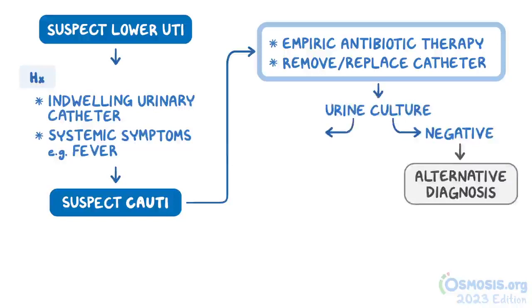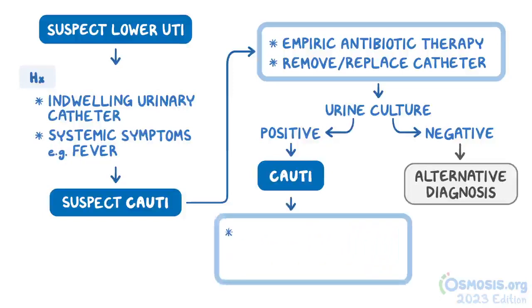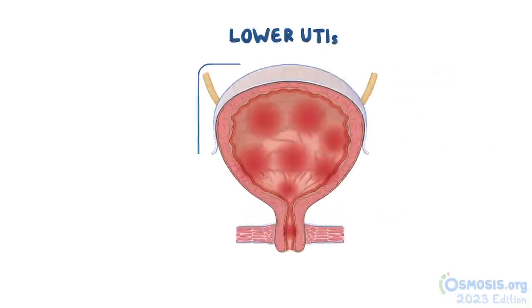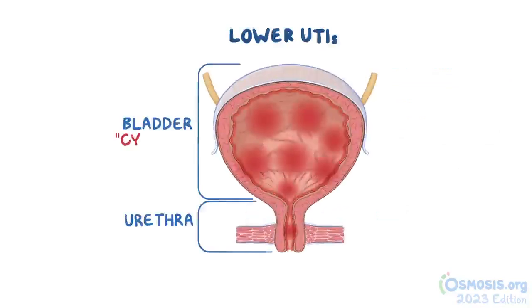Finally, let's talk about catheter-associated UTI, or CAUTI for short. This is a lower UTI in the setting of indwelling urinary catheters. If your patient has signs and symptoms of a UTI and has an indwelling urinary catheter, as well as systemic symptoms like fever, you should suspect CAUTI.